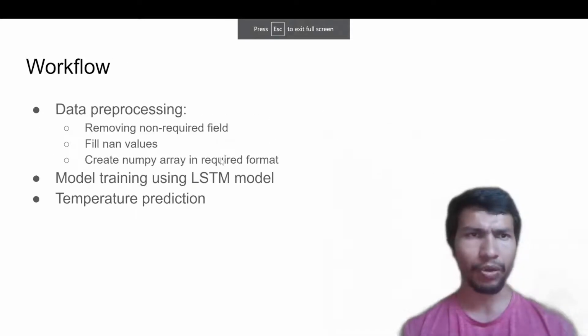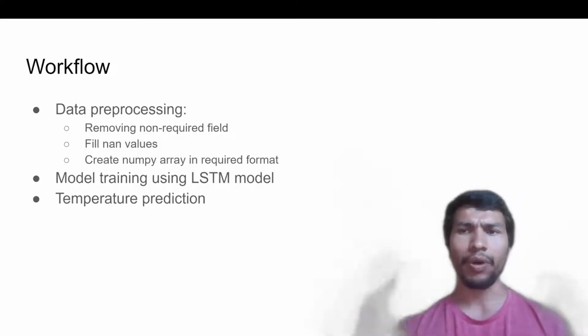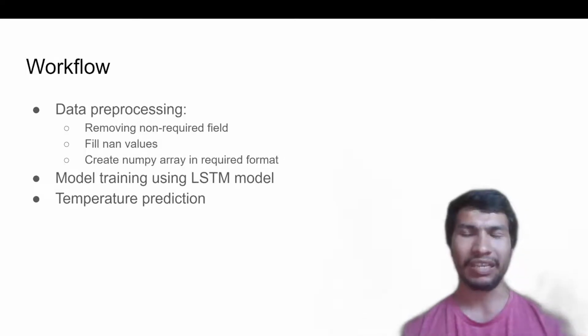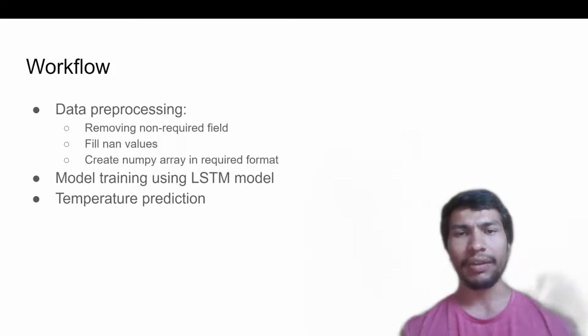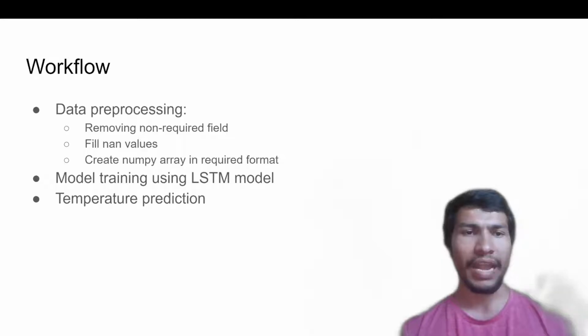My workflow here is to first do the data pre-processing. That means I'll remove the non-required fields, and there are a few NaN values, so I'll try to fill them based on the uppermost value. And then I'll also create the numpy array in the required shape. After that I'll train the model using the LSTM model, and then predict the temperature, and then I'll show you the graph in a minute.